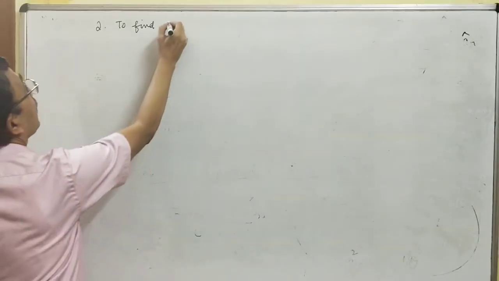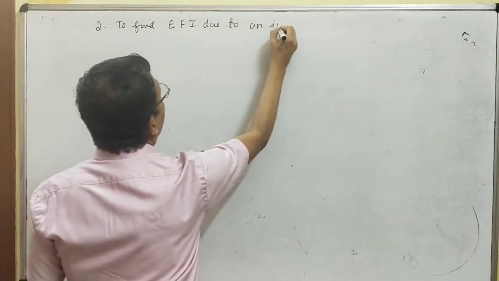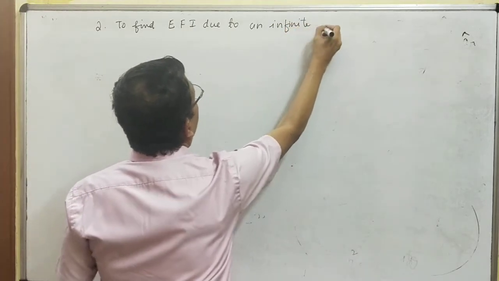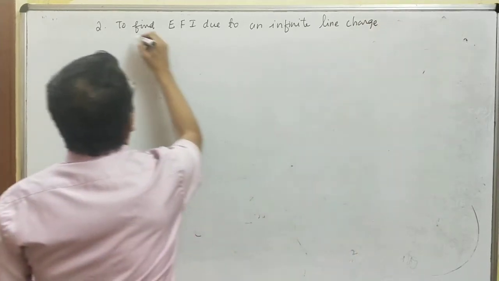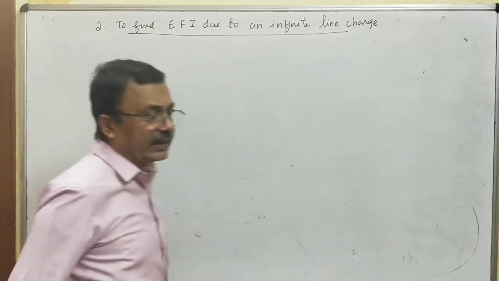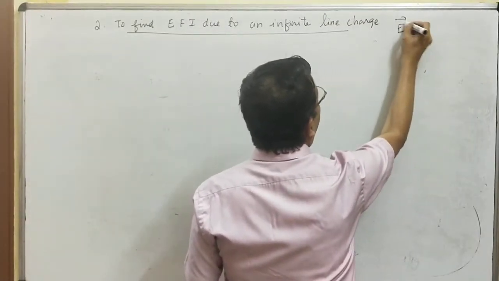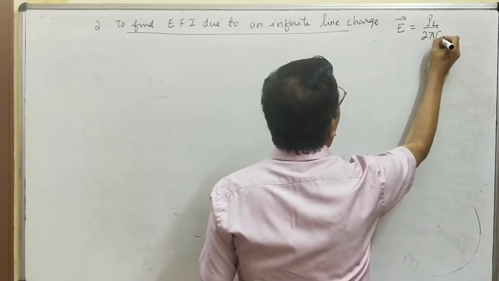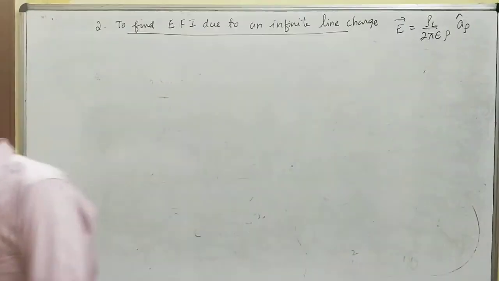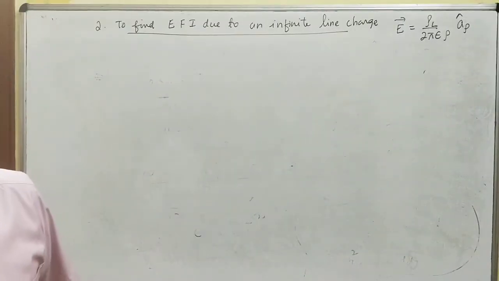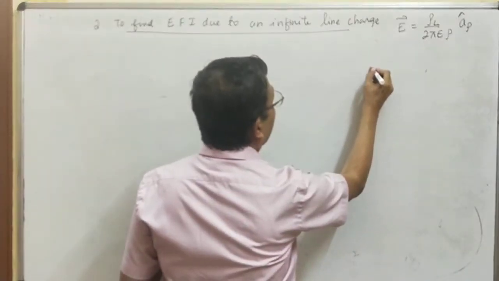To find electric field intensity due to an infinite line charge. This derivation I have done by using Coulomb's law earlier. What is the expression that we got using Coulomb's law? Vector E is equal to rho L divided by 2 pi epsilon rho into A rho cap. The same expression we will now obtain by using Gauss law.